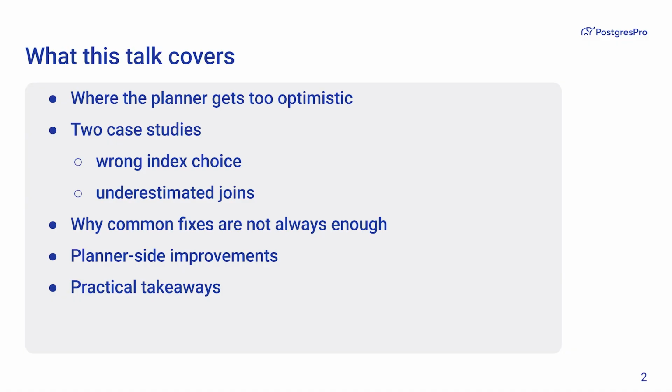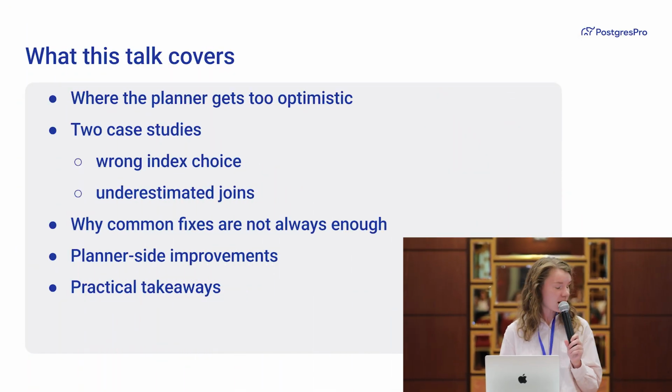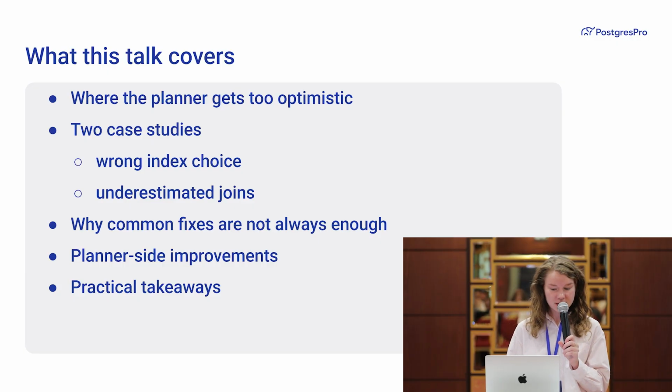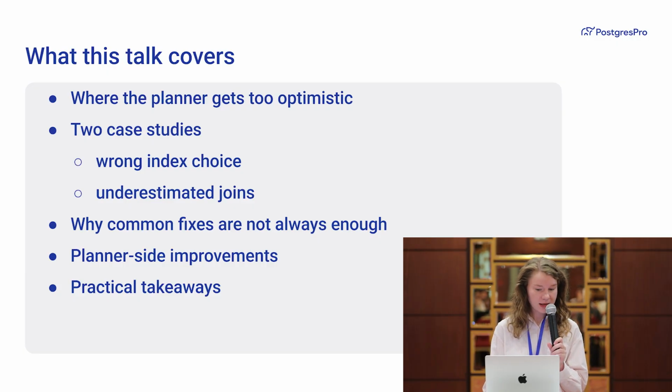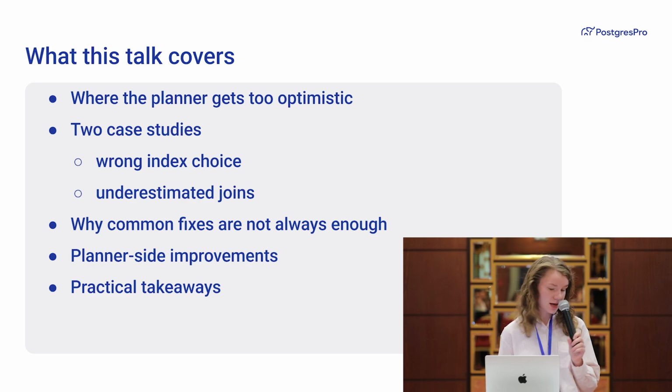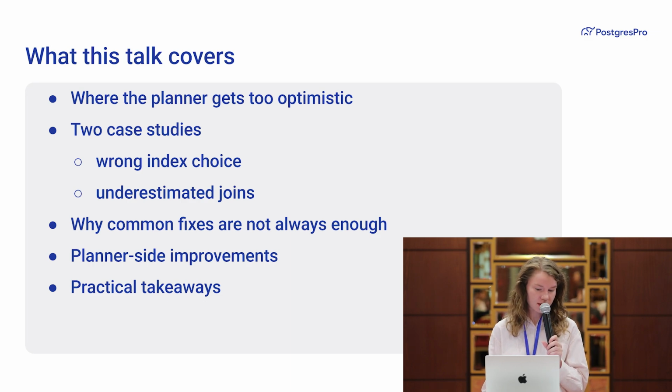First of all, I will show where the planner becomes too optimistic. Then I will go through two real cases. The first one is wrong index choice, and the second one is underestimated joins. And after that, I will briefly discuss common fixes and why they are not always enough. And then I will show where and what planner side changes help in these cases. And in the end, I will summarize some practical takeaways.